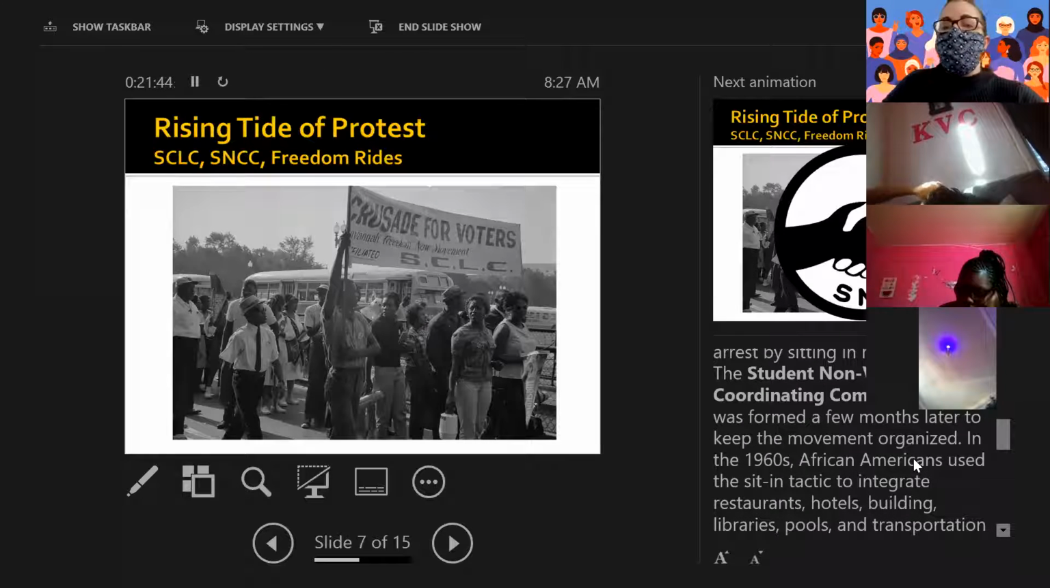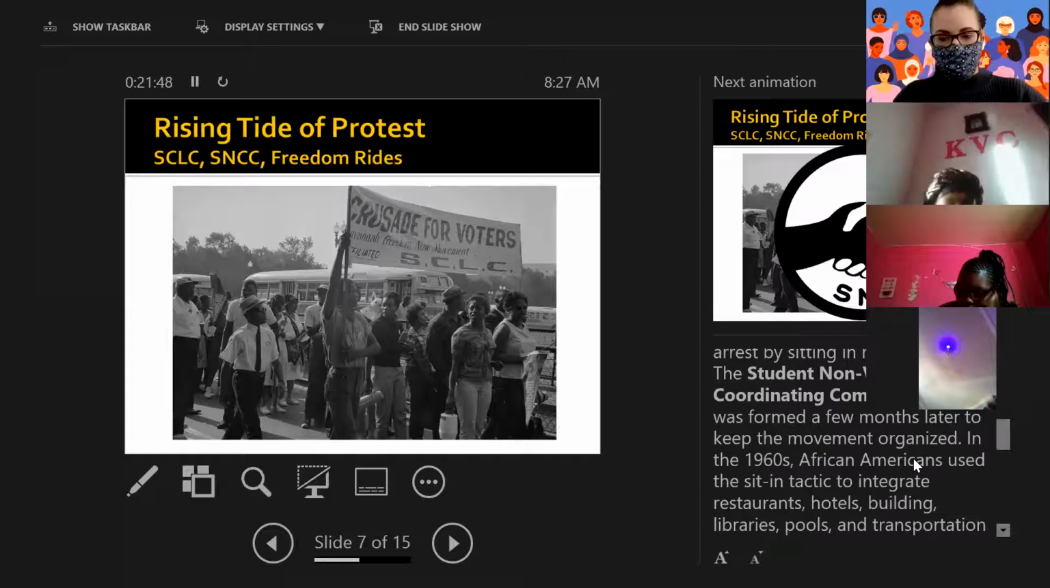Alongside the SCLC, we also see the foundation of the SNCC. The SNCC stands for the Student Nonviolent Coordinating Committee.